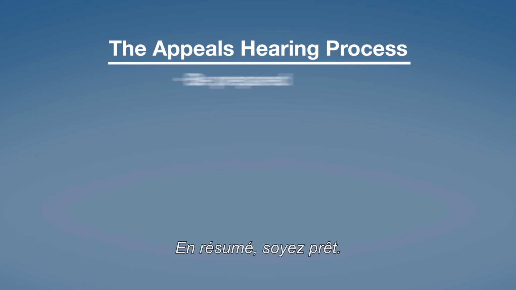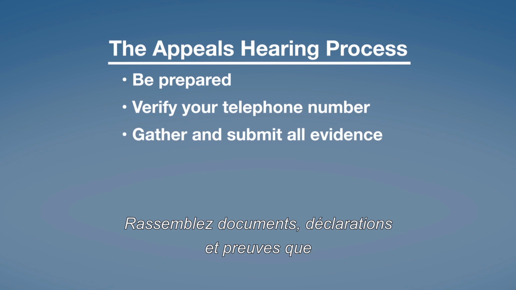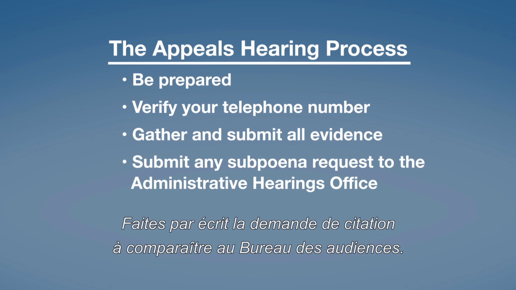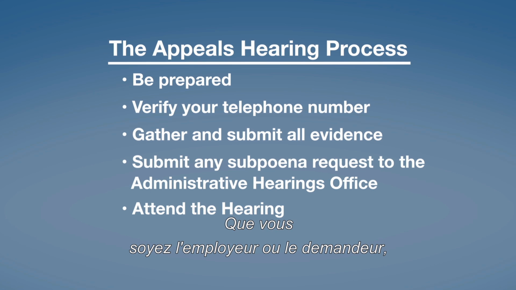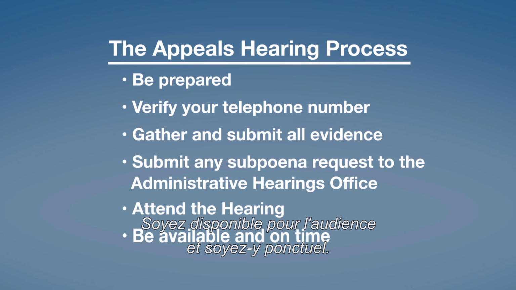So to recap, be prepared. Verify your telephone number on the hearing notice is correct. Gather and submit to administrative hearings any documents, statements, or evidence you would like considered at your hearing. Submit subpoena requests to the Administrative Hearings Office in writing. Be present at the hearing. It doesn't matter if you're the employer or the claimant, each side's input at the hearing is important. Be available and on time for the hearing.